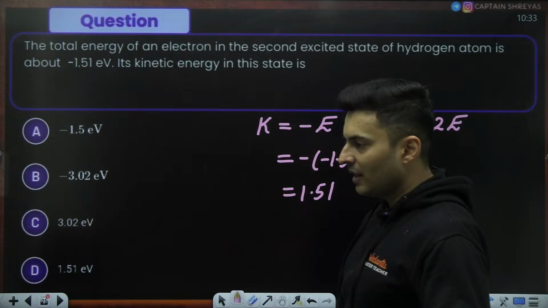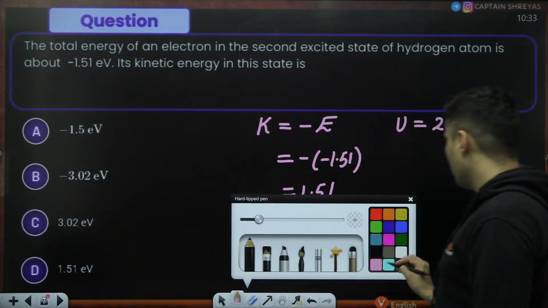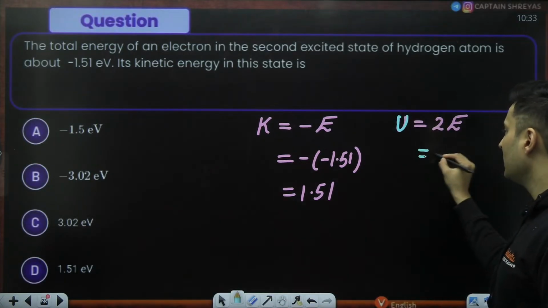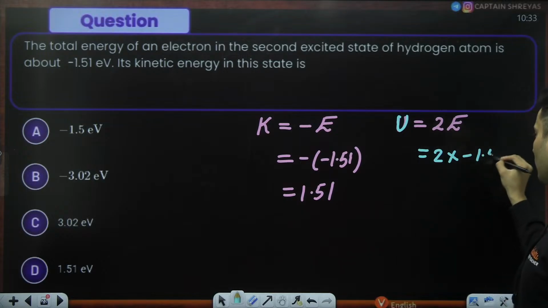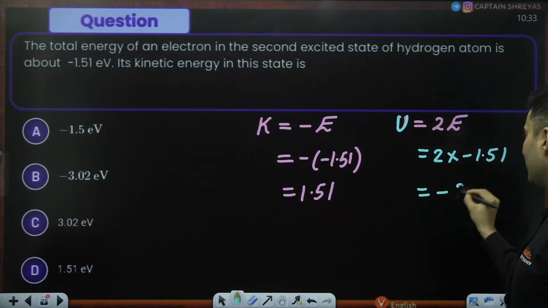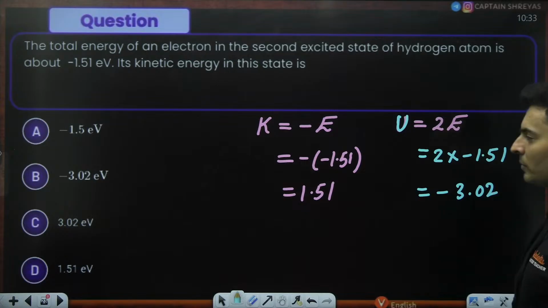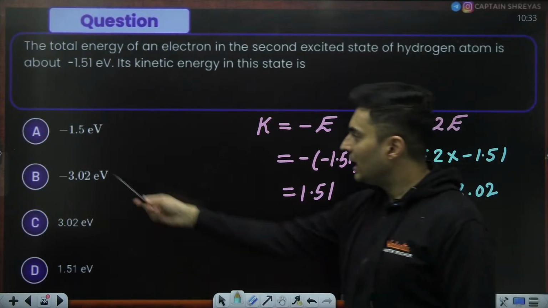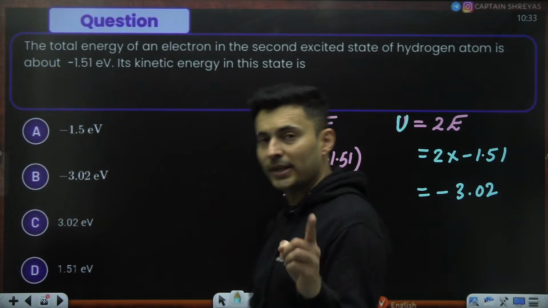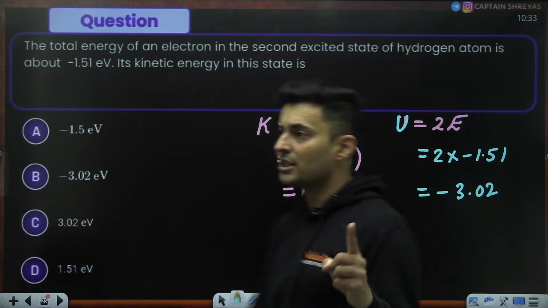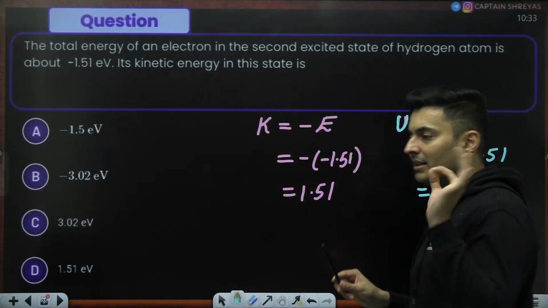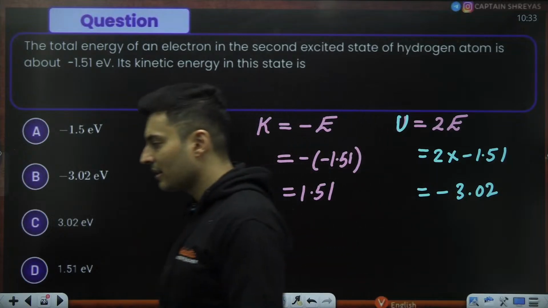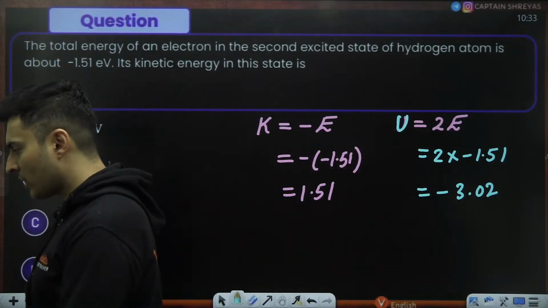If the question was on potential energy, then it will be 2 times minus 1.51, so minus 3.02. That would be answer B, but that is for potential energy. For kinetic energy, it is just the simple negative of the total energy. These are direct formulas.